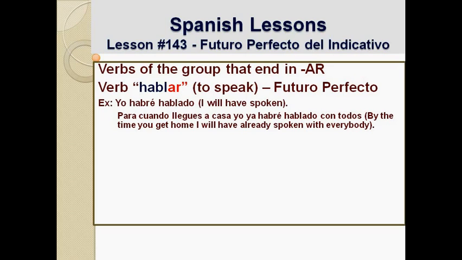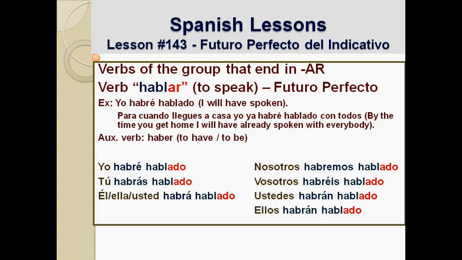In Spanish, you can see it here. Yo ya habré hablado con todos, okay? The futuro perfecto, you can see it in these words. Habré hablado, right? Habré is the auxiliary verb, and hablado is the verb hablar, or to speak. Here you can see we will use the auxiliary verb haber. That means to have or to be.